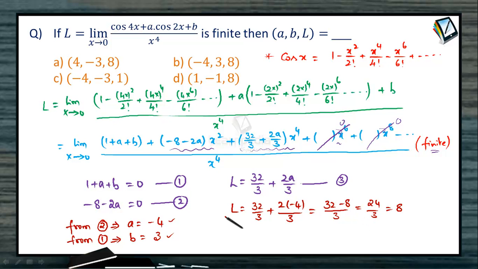Now we have L value, a value and b value. What is the ordered pair a, b and L? Yes, the value of a is minus 4, the value of b is 3 and the value of L is 8. Let us see which option it is satisfying. Yes, option B, which is minus 4, 3 and 8, is satisfying the values, right?